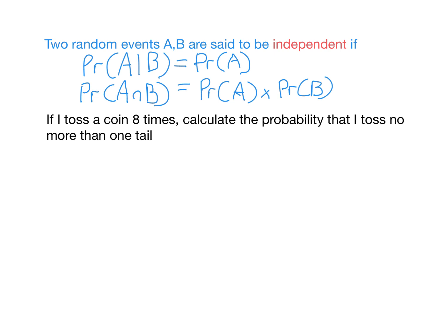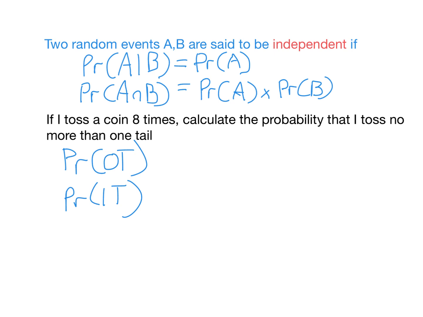That really comes in handy for questions like this one. I toss a coin 8 times, calculate the probability that I toss no more than one tail. So no more than one tail means I want to have either 0 tails or 1 tail. Okay, let's calculate these probabilities. So the probability that I toss 0 tails, that means I get 8 heads in a row.